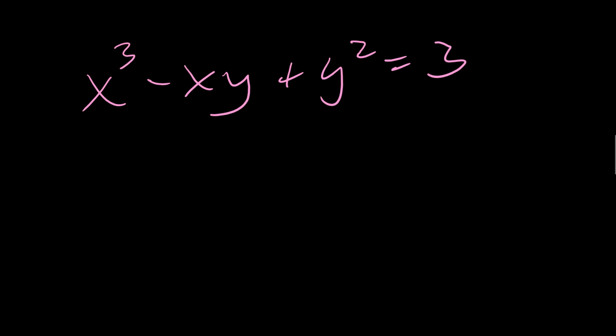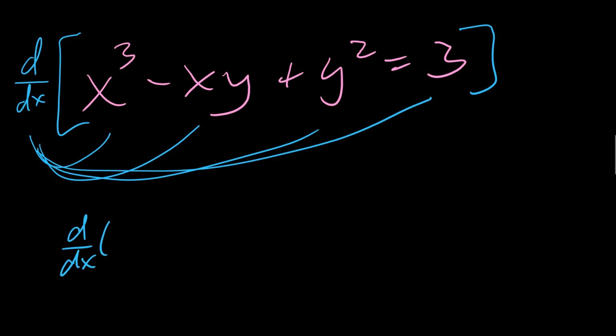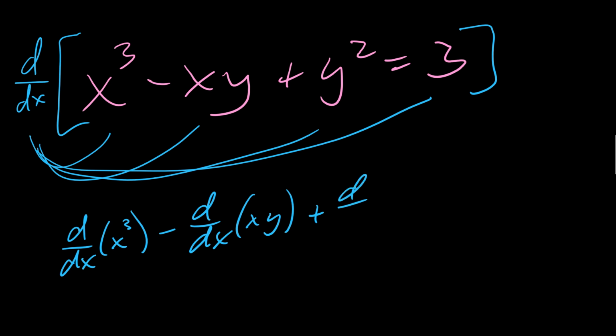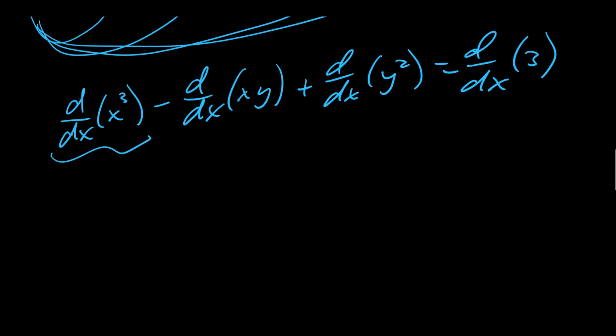Okay, so here we are. So here's the process. You're going to take the derivative with respect to x of both sides. It's the first thing you do. I'm going to apply it to each term inside. So the derivative with respect to x of x cubed, minus the derivative with respect to x of xy, plus the derivative with respect to x of y squared, equals the derivative with respect to x of 3. Now, some of these are real easy. The derivative with respect to x of x cubed is just 3x squared. We know that. The derivative with respect to x of 3 is 0, because 3 is a constant.